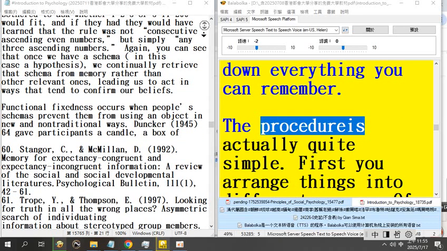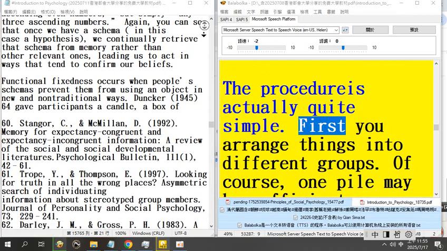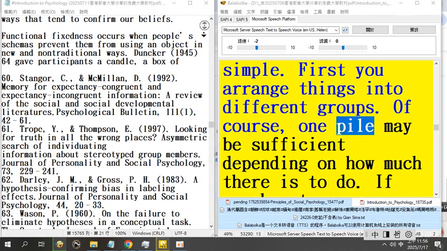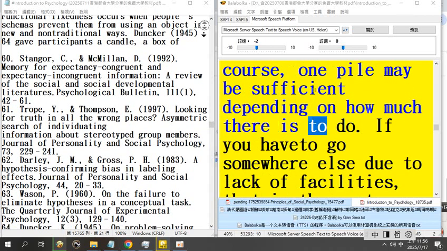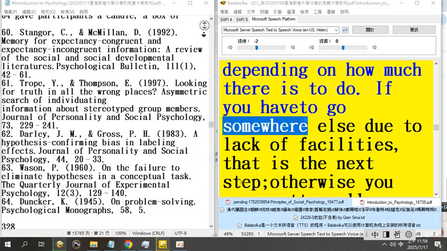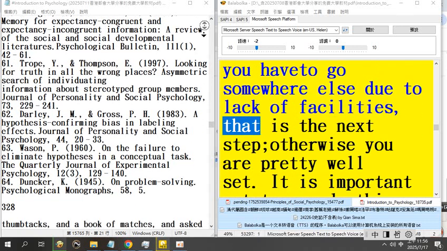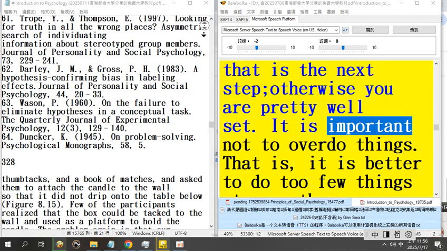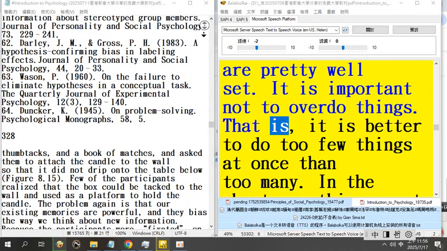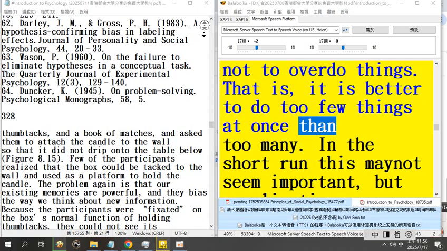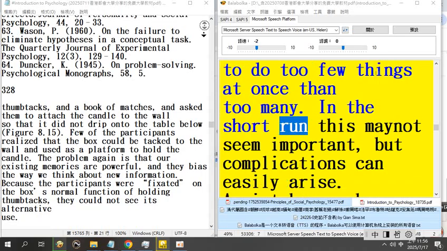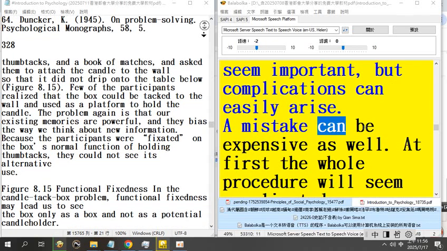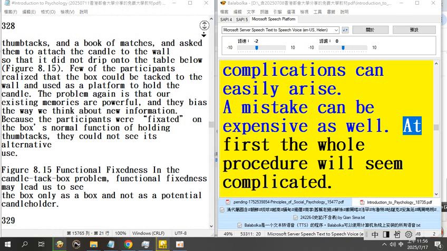The procedure is actually quite simple. First you arrange things into different groups. Of course, one pile may be sufficient depending on how much there is to do. If you have to go somewhere else due to lack of facilities, that is the next step, otherwise you are pretty well set. It is important not to overdo things. That is, it is better to do too few things at once than too many. In the short run this may not seem important, but complications can easily arise. A mistake can be expensive as well. At first the whole procedure will seem complicated.